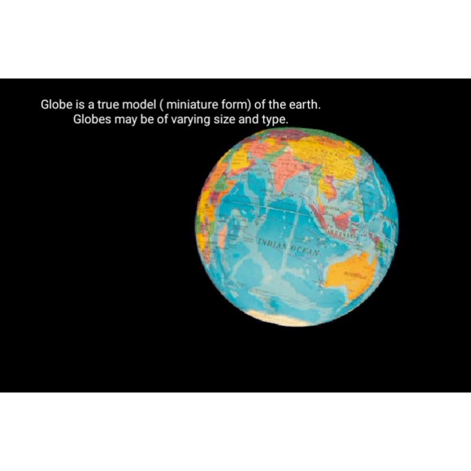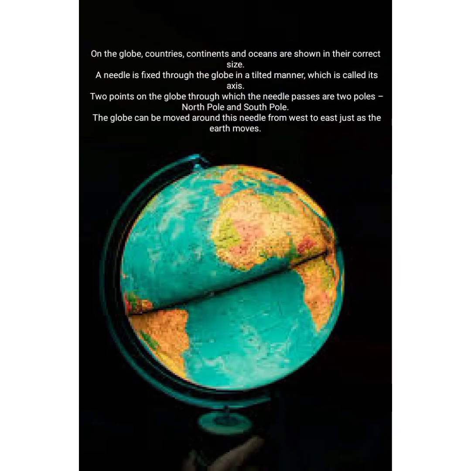So what is globe? Globe is a true model, or you can say a miniature form of the earth. You can say globe is a sphere or a ball that bears a map of Earth on its surface, and it is mounted on an axle that permits rotation. So this is what you can say about globe. It varies in size and also type. And you can locate all the countries, continents, and oceans, all shown in the correct size on the globe.